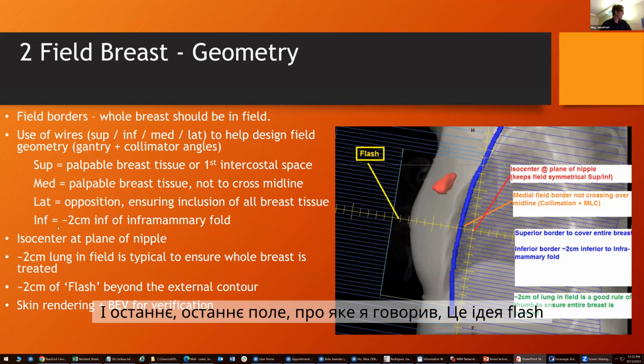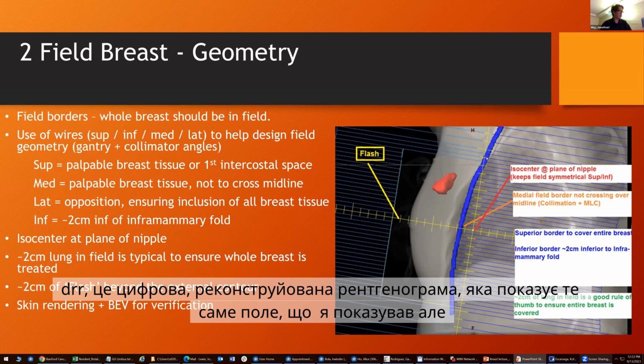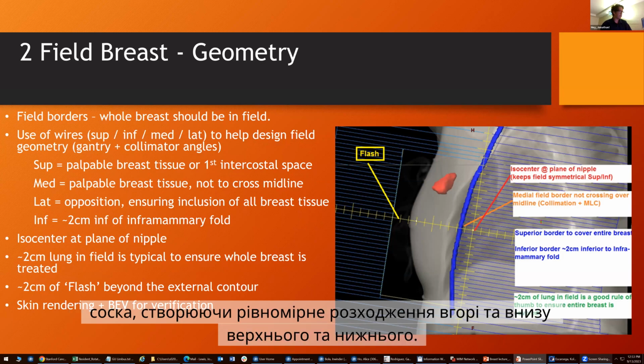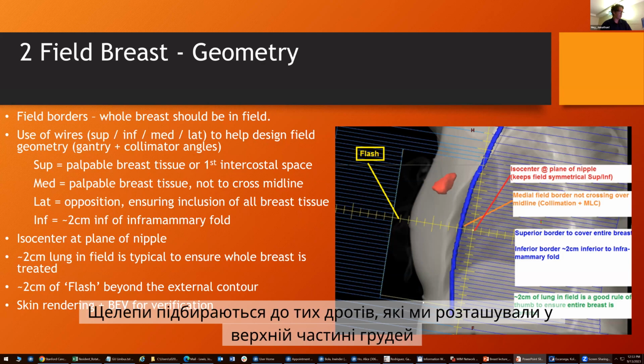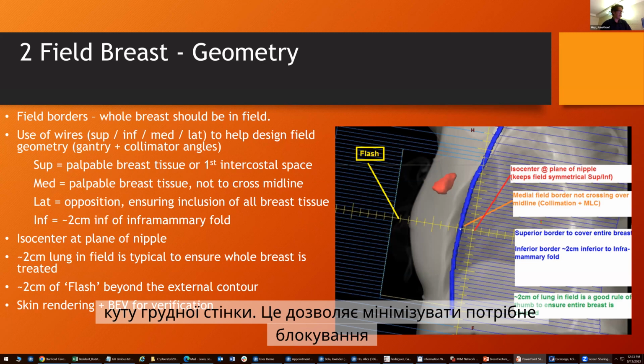And the last margin that I talked about is this idea of flash beyond the external contour. So this field that you're seeing is called a DRR. This is our digitally reconstructed radiograph, showing that same field that I was just displaying from the point of view of the field. So here we have our isocenter at the plane of the nipple, creating an even divergence superiorly and inferiorly. The superior and inferior jaws are matched to those wires, which we placed to be at the palpable breast tissue. And we have our collimator turned slightly to follow the angle of the chest wall.